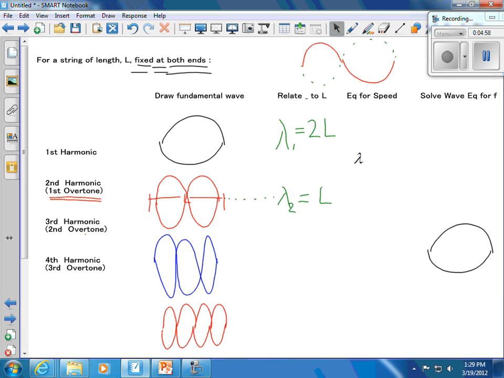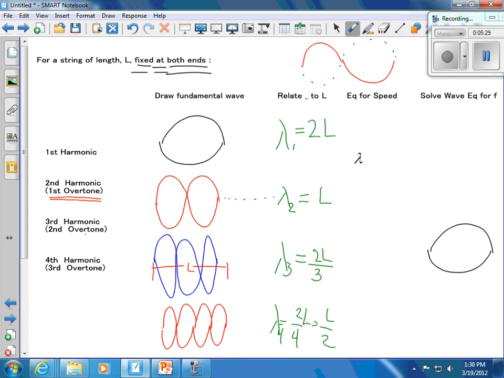So 2 footballs does equal the length of the string. So the second harmonic's wavelength, lambda 2, is L. For the third harmonic, the length of the string is larger than the length of 2 footballs. So for the third harmonic, we say that the wavelength is 2/3 L. And for the fourth harmonic, it's 2/4 L, or what you would probably just call L over 2.